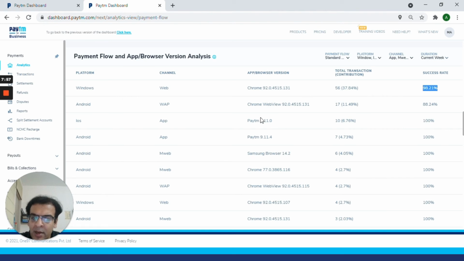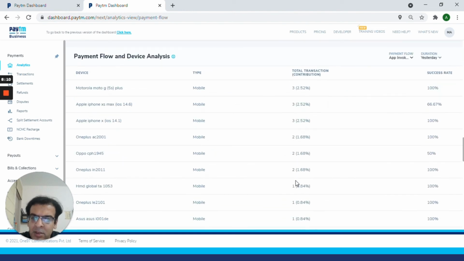Similarly, you can look at this particular data point also. This corresponds to the app version from where the transactions have been coming, and what the success rate of this particular version is. On similar lines, we have device names as well, the top device names from where the transactions are coming. We list those devices here, and basis that we also show the total number of transactions, contribution, and the success rate corresponding to those device names.